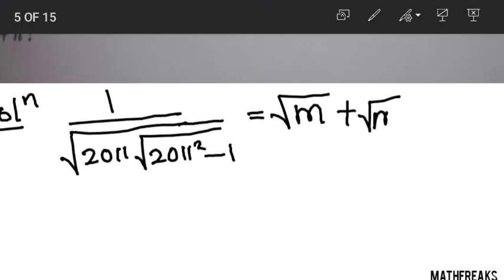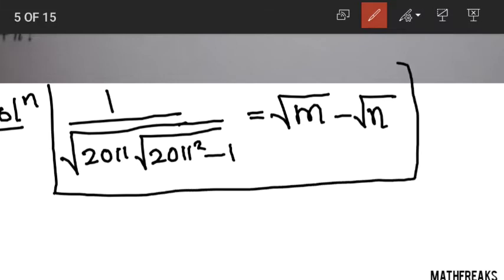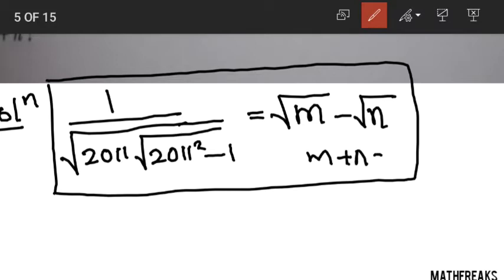Sorry, extreme sorry, it is root of m minus root of n. So again the expression is 1 over root of 2011 plus root of (2011 whole square minus 1) is equals to root of m minus root of n, and we are asked to find m plus n. This is our question where m and n belong to positive integers.